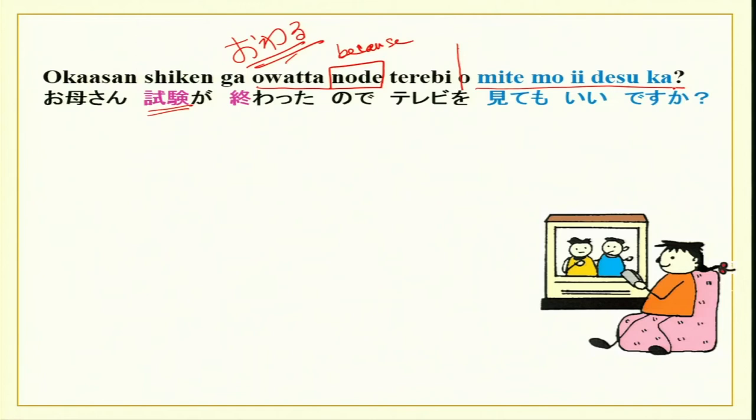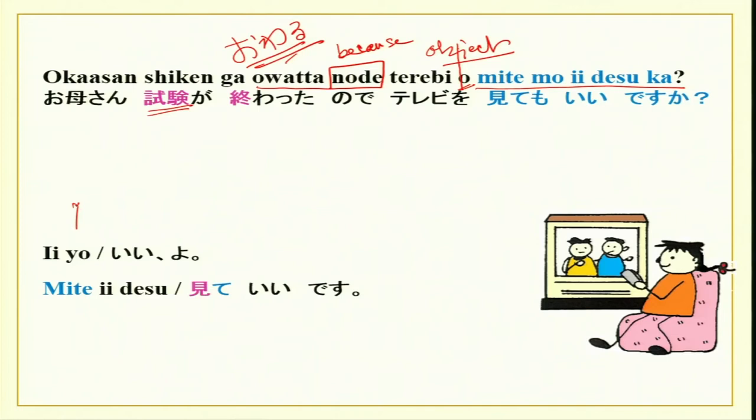Terebi o, object over here. Terebi o mite mo ii desu ka? That's what she's asking. So what does okasan say? Iyo, casually, because she's her daughter, no formal situation. Iyo, it's all right. Mite iyo, dozo. Just dozo could also have been used. Dozo, or mite iyo, or you can join all and say dozo mite mo ii desu.